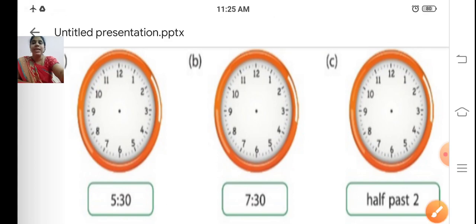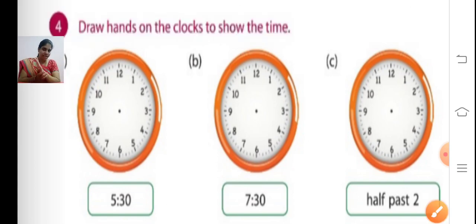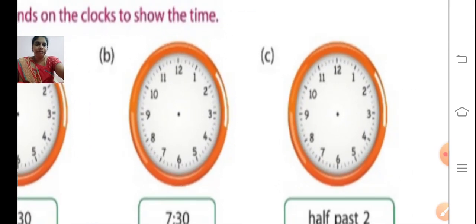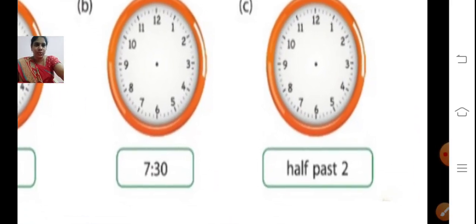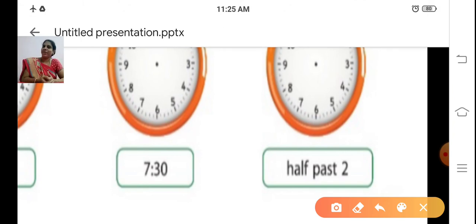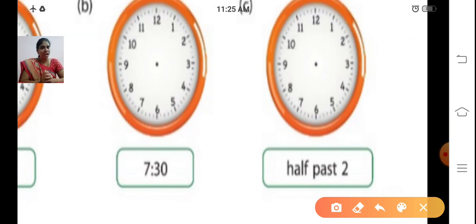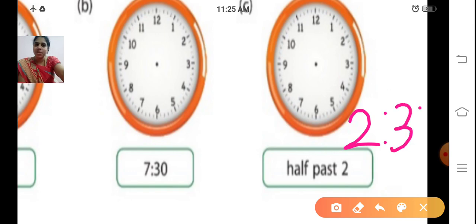7:30. It's easy, right? So the shorter hand you draw at 7 and the longer hand at 6. And the last sum, half past 2. First we have to find out the time. Half past means 30 minutes is over. Half is 30. From which time? 2 o'clock. From 2 o'clock, 30 minutes is over. So the time is 2:30.